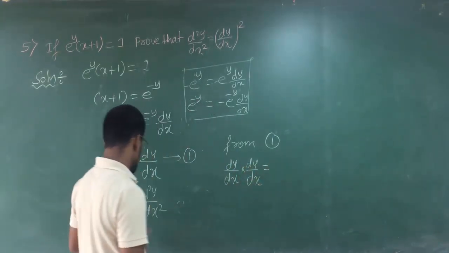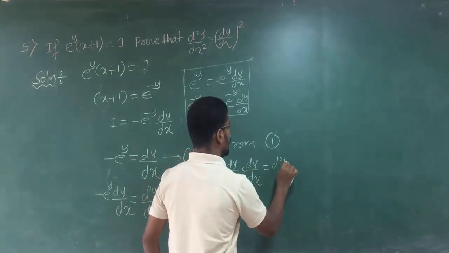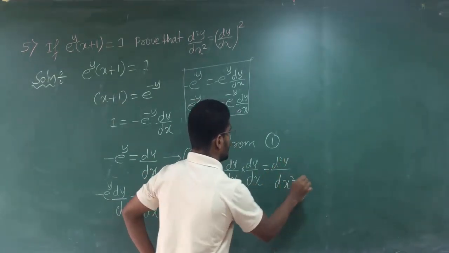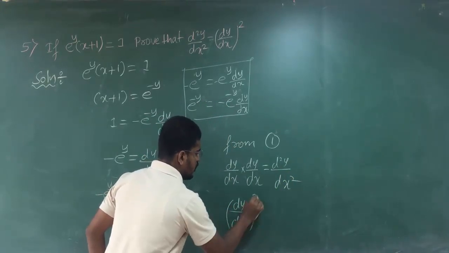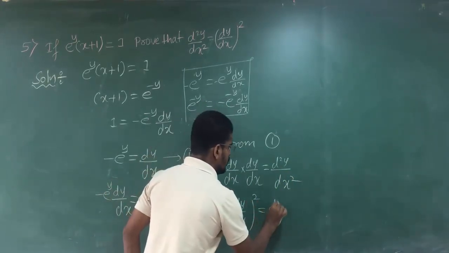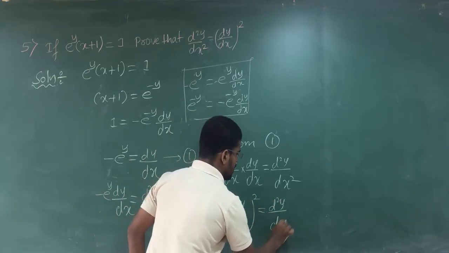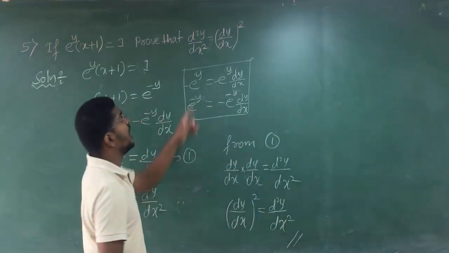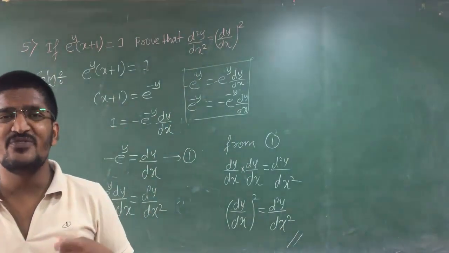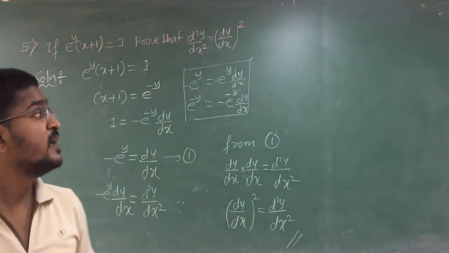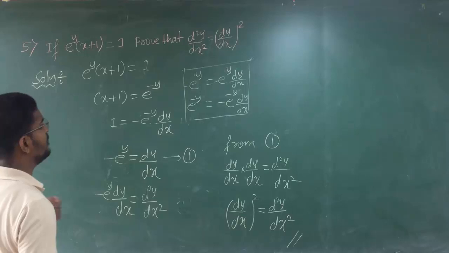This is equal to d square y by dx square. So therefore, (dy by dx) whole square equal to d square y by dx square is your required solution. Clear, students? Very easy 5 problems. Clear? So these 5 problems have to be perfect.